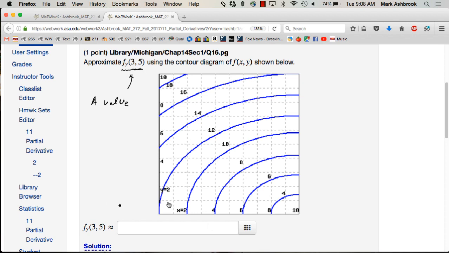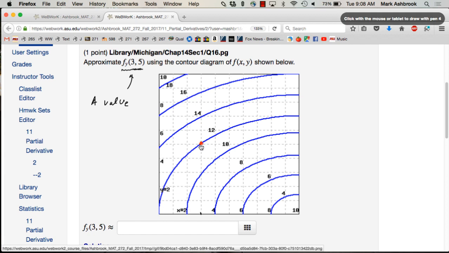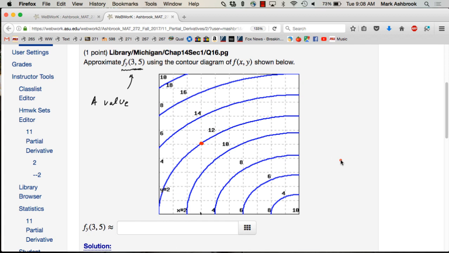Where is x equals 3, y equals 5? Here's x equals 3, y equals 5, it is here. So is it 12? What is 12? That's f of 3, 5, right? That's just the value of the function. That's the height, the z height, the value of z when x is 3 and y is 5. What do we want? We want the rate of change.